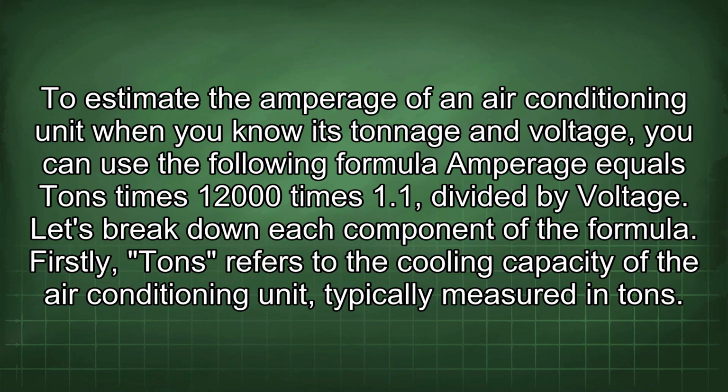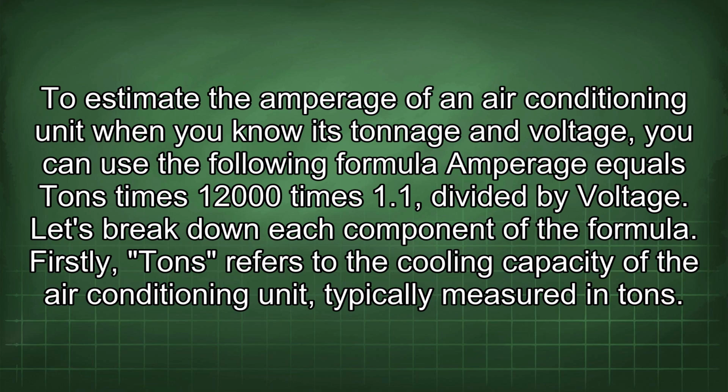To estimate the amperage of an air conditioning unit when you know its tonnage and voltage, you can use the following formula: amperage equals tons times 12,000 times 1.1 divided by voltage. Let's break down each component of the formula.